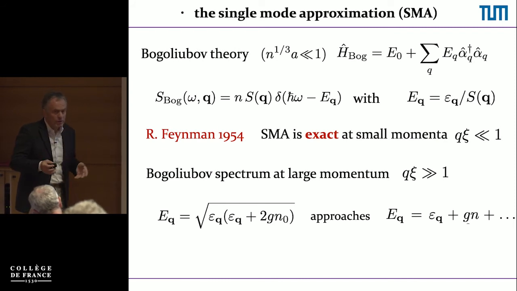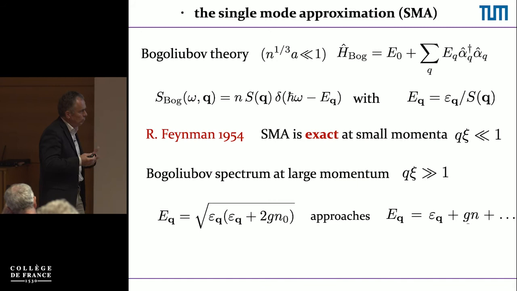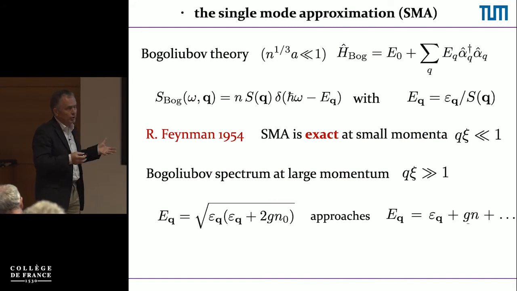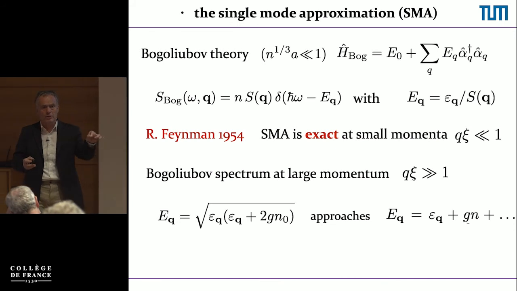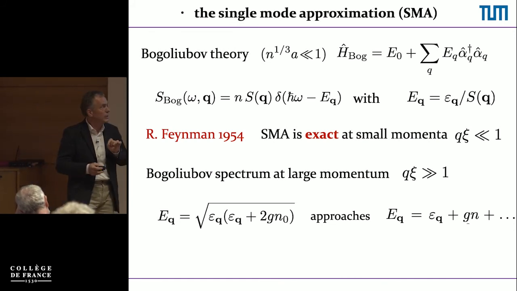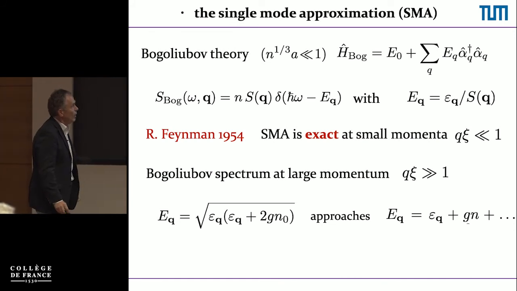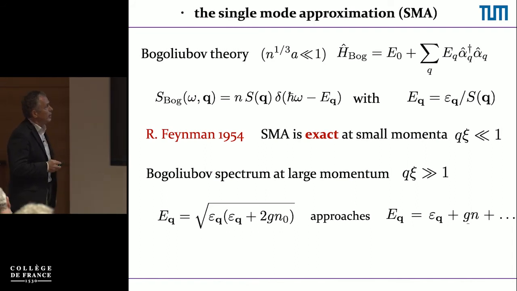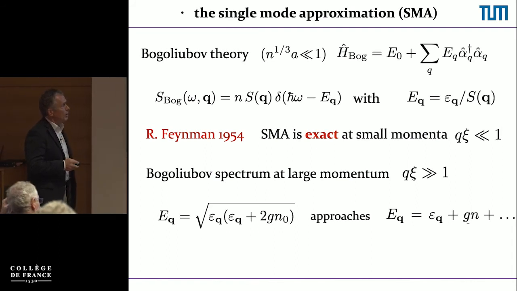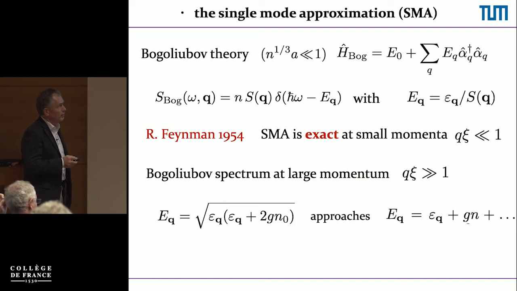But at large momenta, one doesn't know. This is certainly not exact, but Bogolyubov tells you there's a one-to-one relation between q and omega also at large momenta. And of course, if you apply this Bogolyubov formula, which essentially divides the free particle spectrum by the static structure factor at large momenta, then you get at leading order the free particle spectrum, and there's a shift g times n.